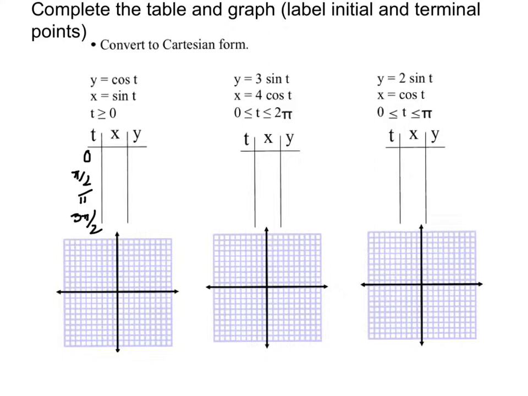So the sine of 0 is 0. The sine of pi over 2 is 1. The sine of pi is 0. The sine of 3 pi over 2 is negative 1. Okay, cosine. Cosine of 0 is 1. Cosine of pi over 2 is 0. Cosine of pi is negative 1. Cosine of 3 pi over 2 is 0.